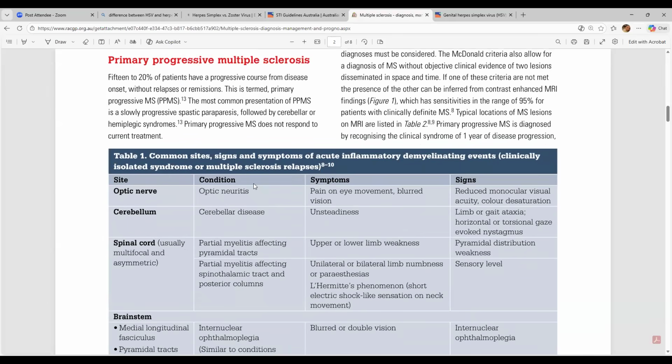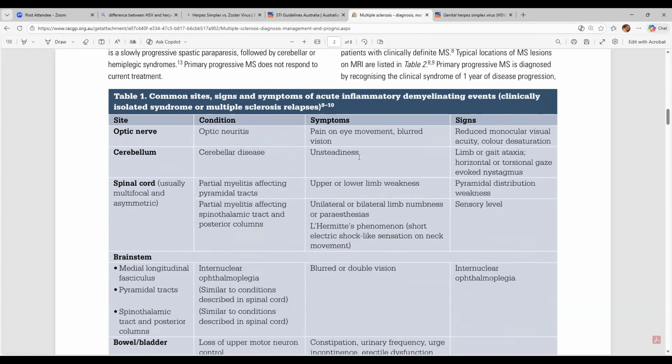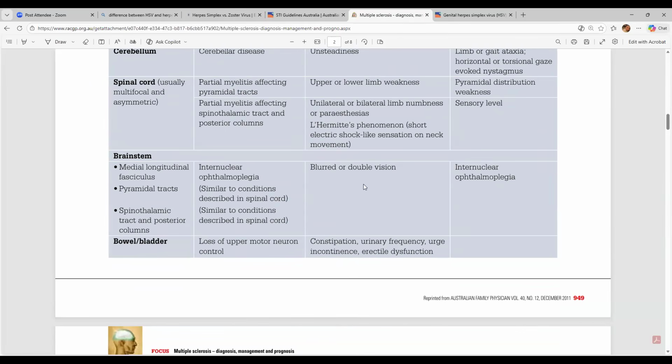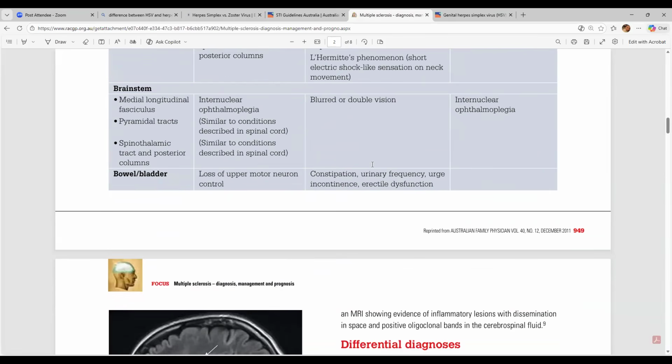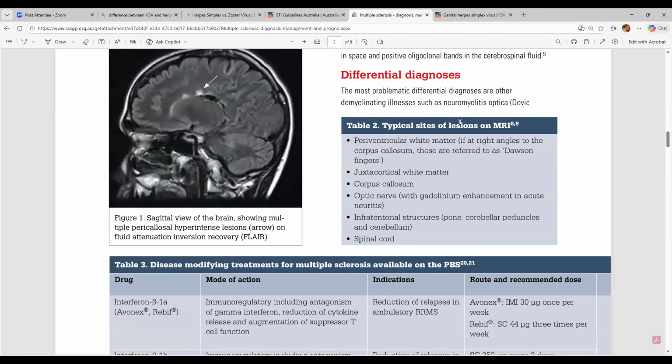So symptoms: optic neuritis, which can be pain on eye movement, blurred vision, monocular or binocular as well. Cerebellum: unsteadiness, ataxia, gait problems, nystagmus. If the spinal cord is involved, you will have motor and sensory deficits. If the brain stem is involved, you can have double vision. If the bowel and bladder are involved: constipation, urinary frequency, urge incontinence, erectile dysfunction. The other differentials for multiple sclerosis we have already discussed in our questions.